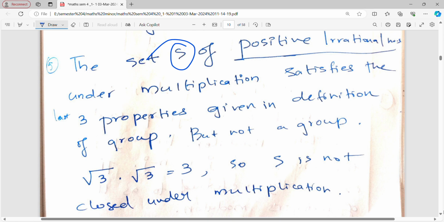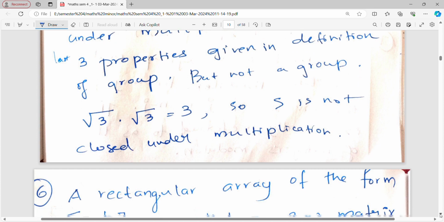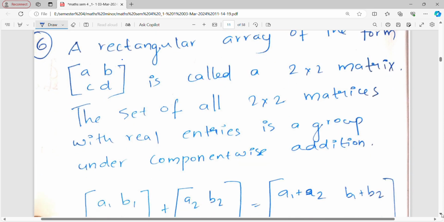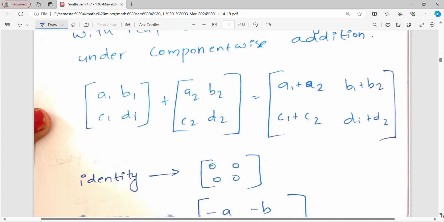So it is not closed, that means it is not a group. Next, sixth, a rectangular array of the form this is called a 2 by 2 matrix. The set of all 2 by 2 matrices with real entries is a group under component wise addition. You know what component wise addition is.